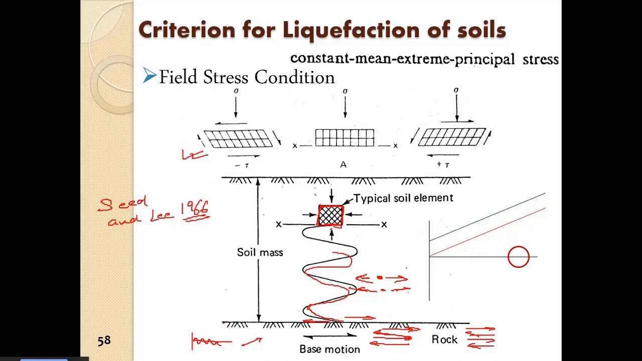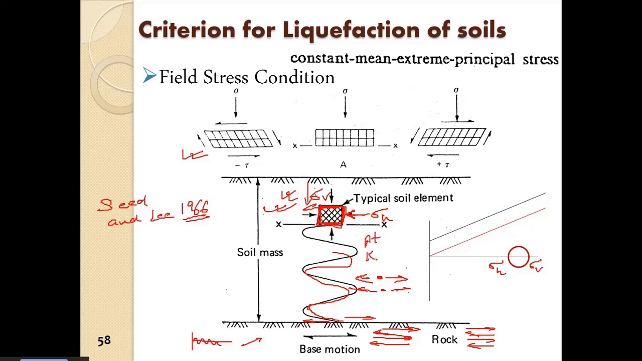So if I now consider the steady state, this soil has sigma v and sigma h. There is a vertical stress and a horizontal stress, and then we can plot the Mohr circle of the stress condition of this element. So this is the stress condition. This is sigma h, and this is sigma v. Obviously sigma v will be more in the at rest condition.